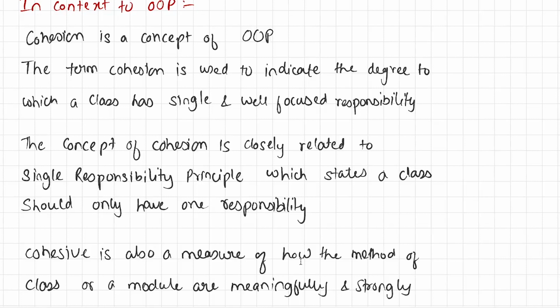Now, what does it mean by well-focused responsibility? It simply means, let's say for example, if we have one class and we have 10 methods inside of that class, and obviously all the 10 methods are serving different responsibility. So according to cohesion, a class is cohesive if it has well-defined methods inside of it, and all of those methods should be related, which means all of those methods have single and well-focused responsibility. So if it is not clear to you, then don't worry, it will be clear by the end of this video.